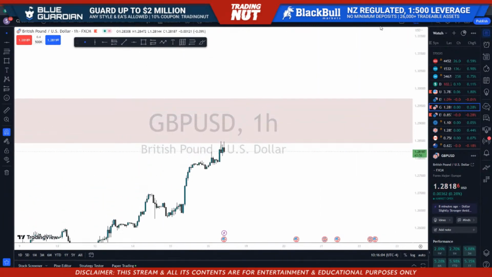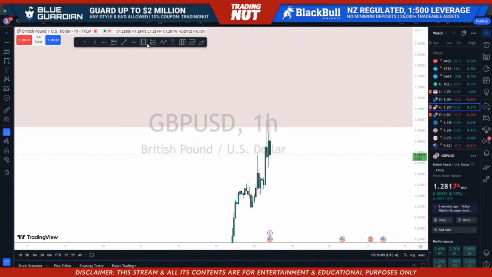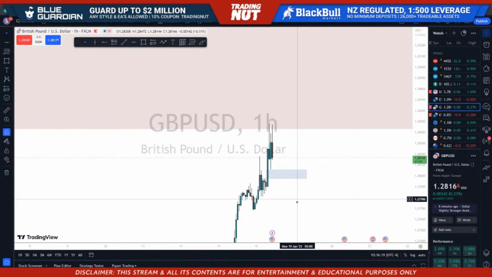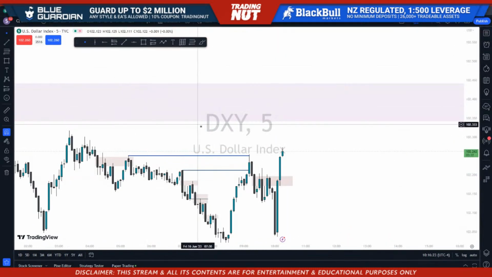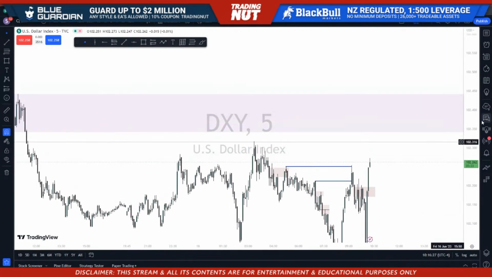Check the hourly. We still have a partially unfilled fair value gap, so it's this. We filled in most of it. We still have this area of imbalance, the price imbalance that's still on top. We want to be monitoring this. Let's see if the DXY wants to trade up into that order block before we move down.